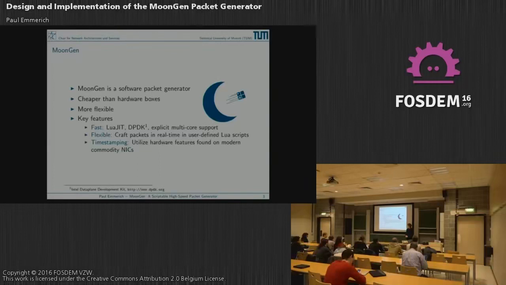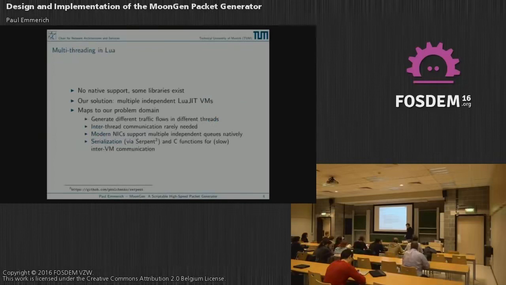Then another key feature is precise timestamping. We did it by misusing some hardware features found on some server commodity NICs, and then we wrote a simple driver that sets some magic registers to the right magic values, and then you get precise latency measurements, which is something that all other software packet generators fail to do.